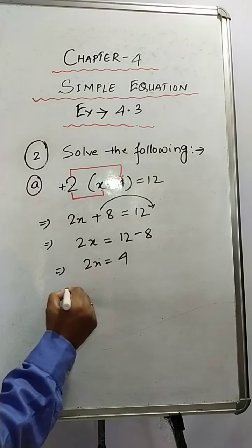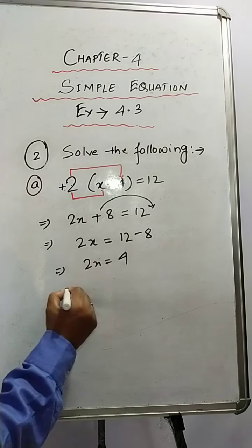Finally x is equals to 4 by 2, because 2 into x, the opposite of into is division. So 2 ones are 2, 2 twos are 4. So x would be equals to 2. So this is the solution of sum number A, students. Now let's move on to sum number B.